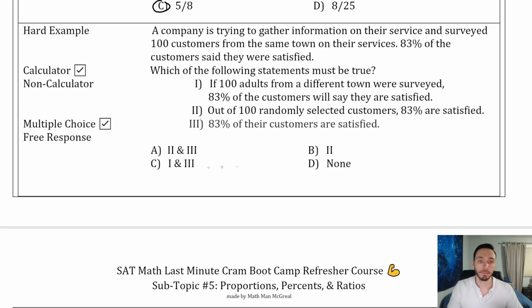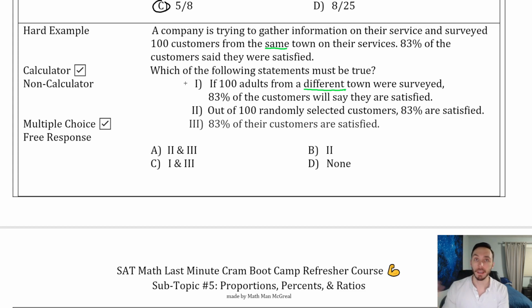So we see here, before I even read the problem, you should have seen the solutions, one of these things with the Roman numerals: it could be 2 and 3, could be 1 and 3, could be none, could be one of them. So let's go through each one and see if they're true or false. I'll do green for good and maybe red for bad. For the first point: if 100 adults from a different town were surveyed, 83% of the customers will say they're satisfied. So I see different town here.